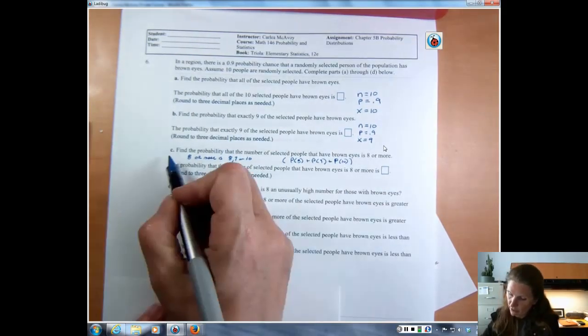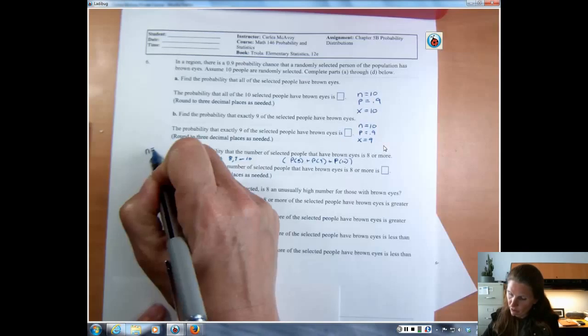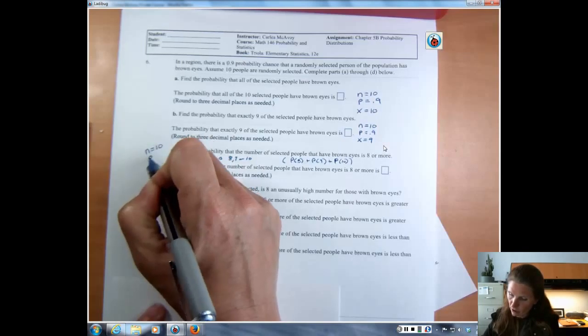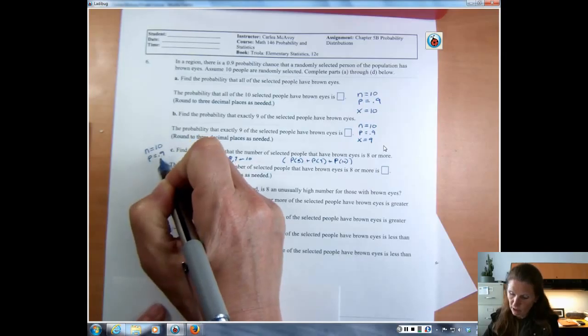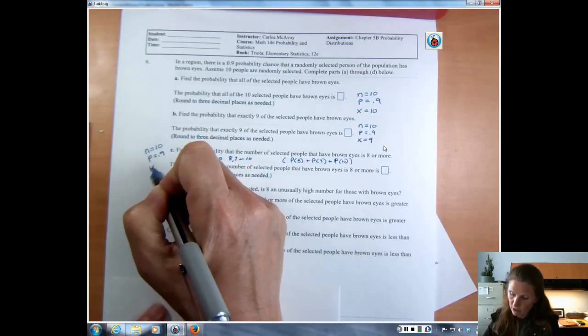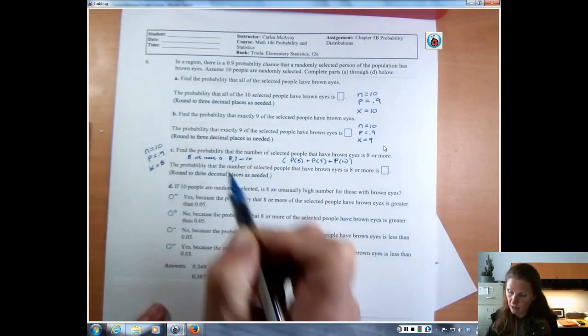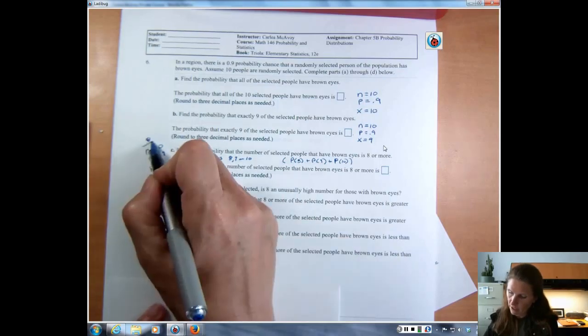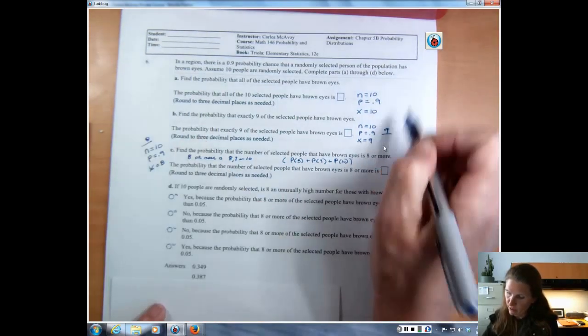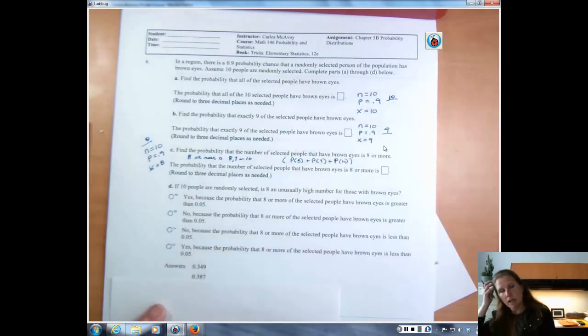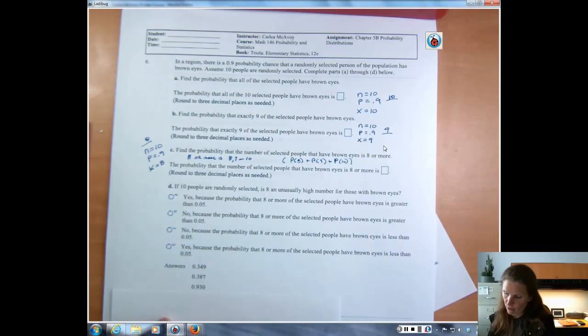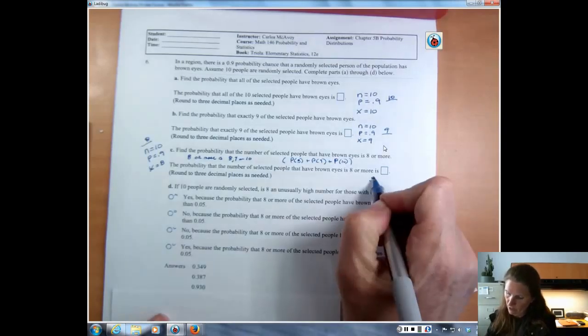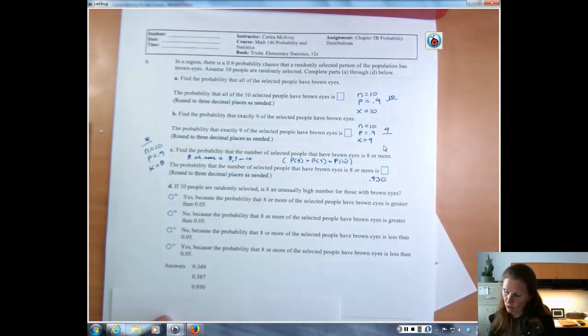To figure out the 8 part, hopefully you don't need me to tell you this, but I'm going to anyway. There's 10 people, the probability is 0.9, and in this case we want the number of successes to be 8. So that's going to tell us the 8, this one told us the 9, this one told us the 10, and when we add all those three things up, we get a total of 0.930. The probability of getting 8 or more people that have brown eyes is 0.930.